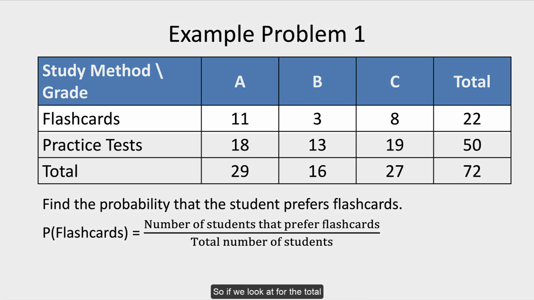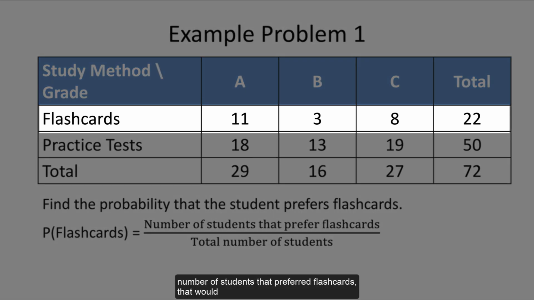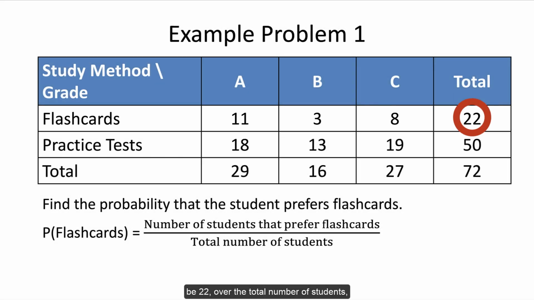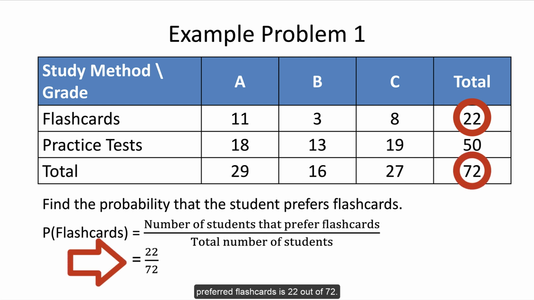So if we look for the total number of students that preferred flashcards, that would be 22, over the total number of students, which is in the lower right-hand corner, 72, we get that the probability a student preferred flashcards is 22 out of 72.